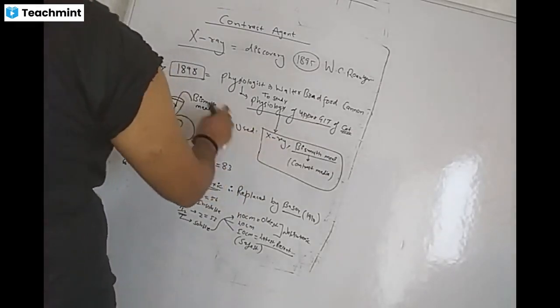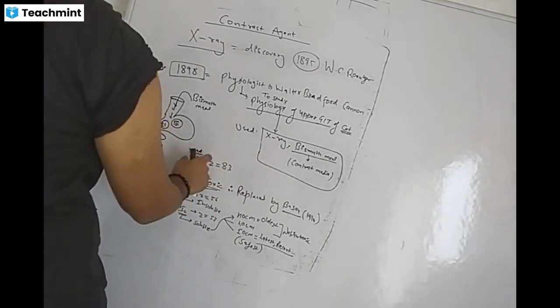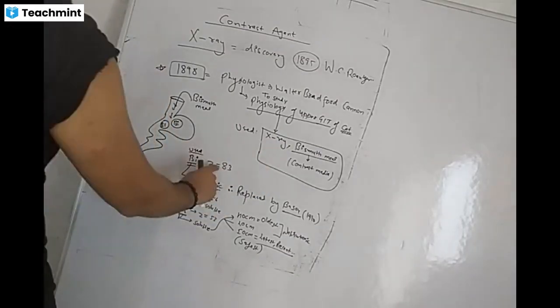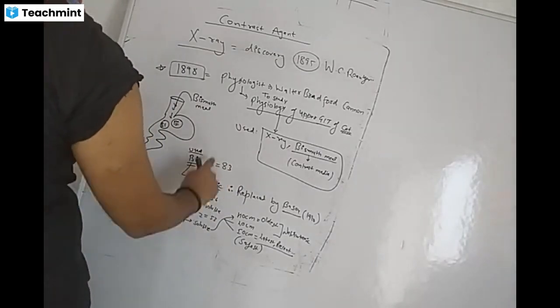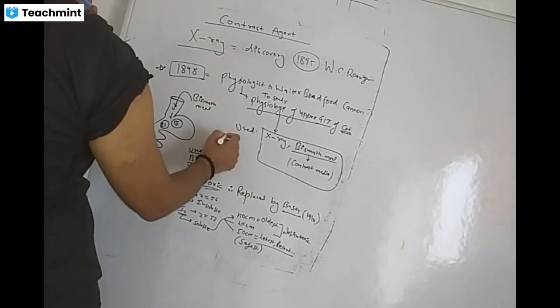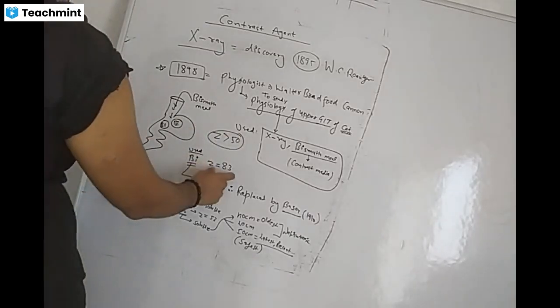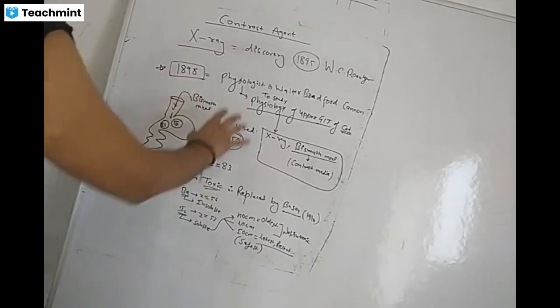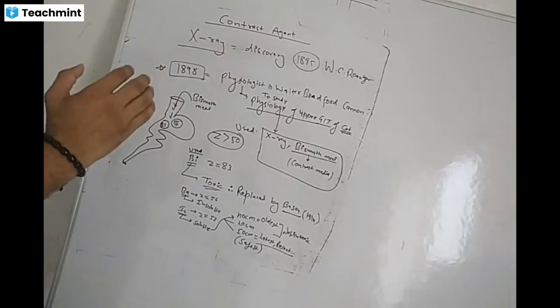So at that time, the contrast agent used was bismuth meal, and X-rays were used for contrast radiography. But bismuth has atomic number 83. Why are these atomic numbers important to remember? Because in contrast radiography, we use agents with atomic number more than 50. Bismuth had atomic number 83, but the problem with bismuth was its toxicity. Bismuth salts are highly toxic.